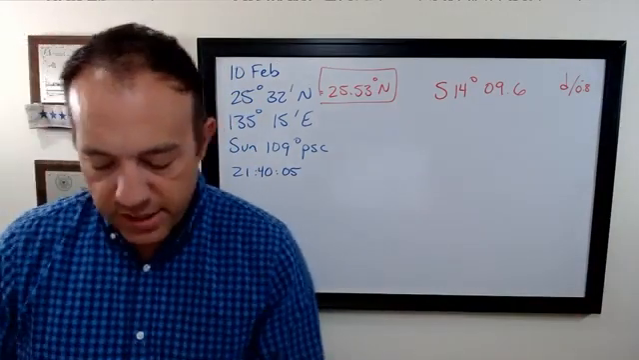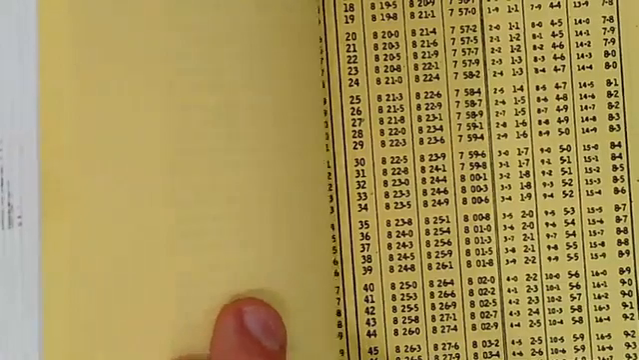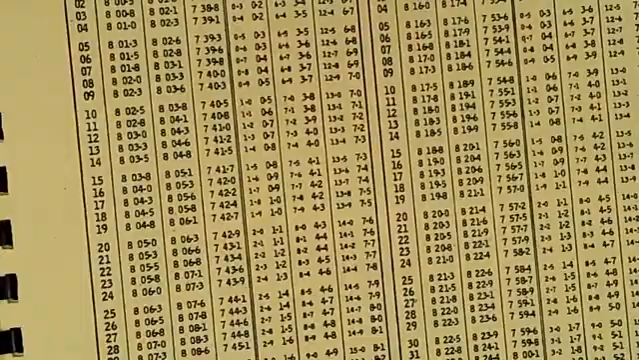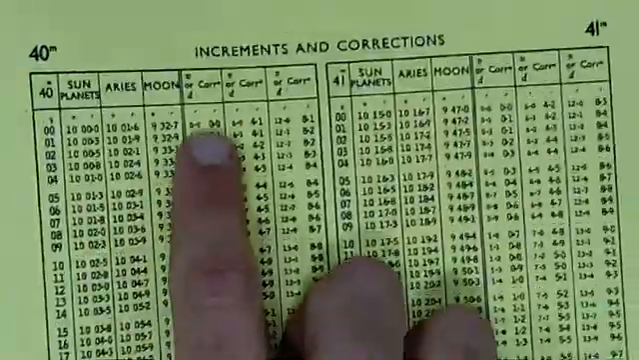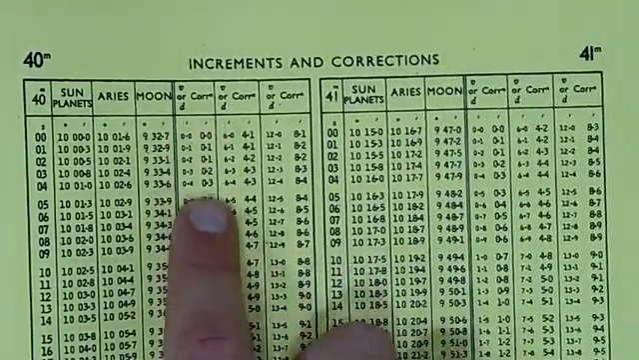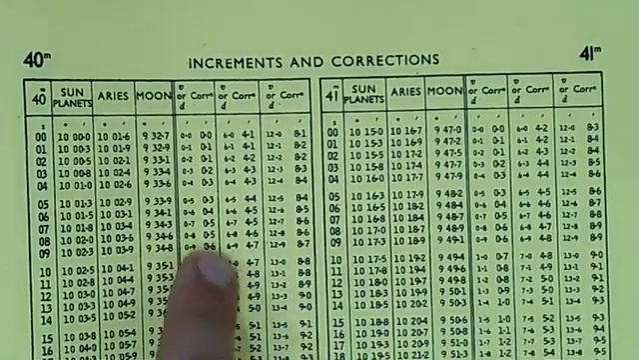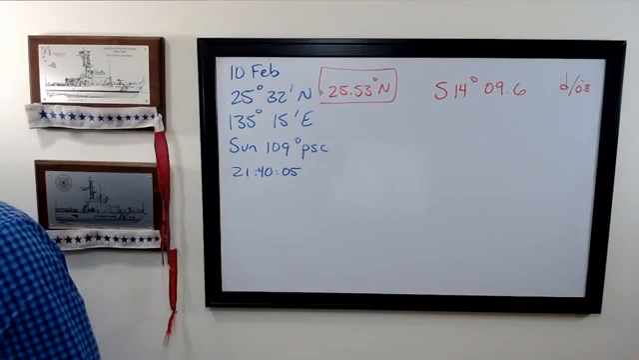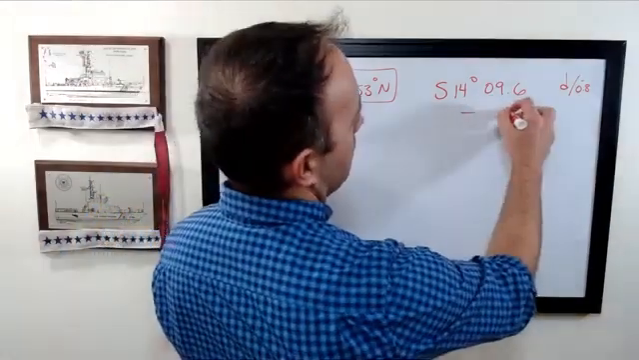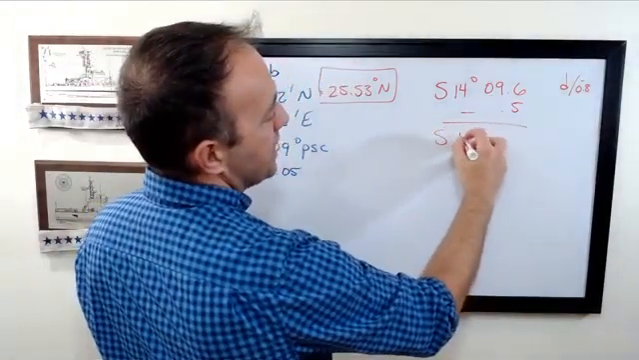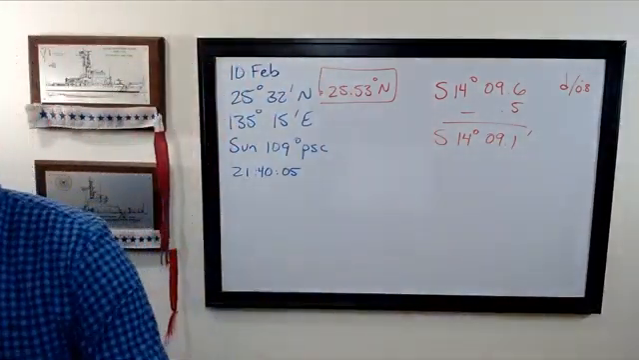Right, so what we need to do then is go into the increments and corrections pages in the Nautical Almanac, which is towards the back here, for a time of 40 minutes. And then we look up our D number here. Our D number was negative 0.8, so our correction is negative 0.5. I've got a couple other videos about how the Nautical Almanac works. That makes our total declination south 14 degrees, 09.1.